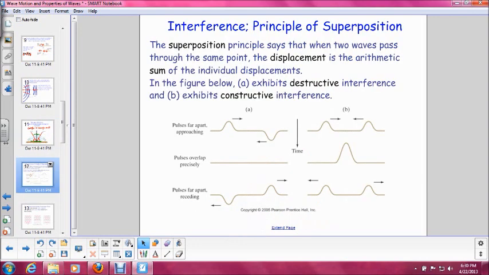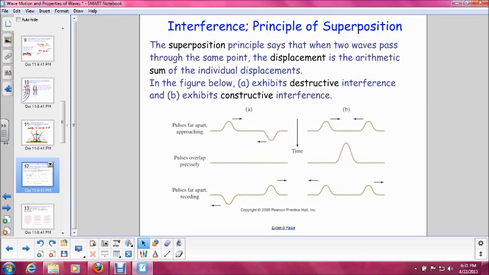Now that's reflection. But waves don't always just reflect and then do their own thing. They're going to interfere with each other. And this is called superposition. Superposition tells us that when two waves pass through the same point, or they're moving through the same space, the displacement of that wave is the sum of the individual ones. So, well, what the heck does that mean?